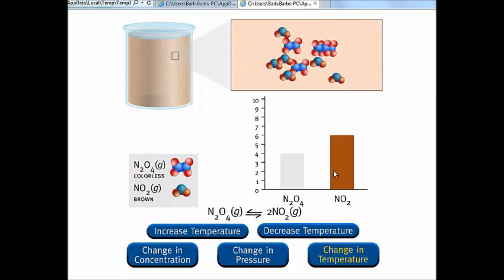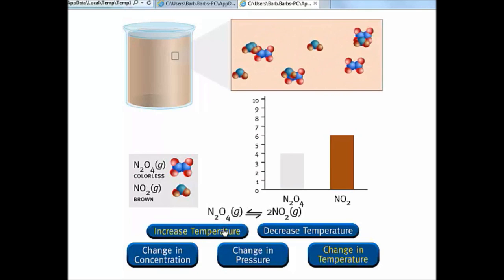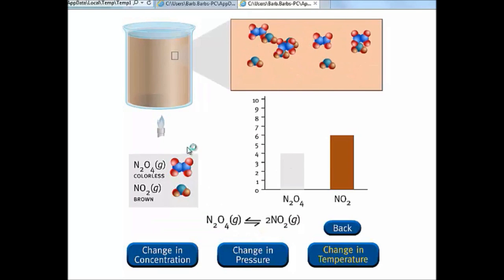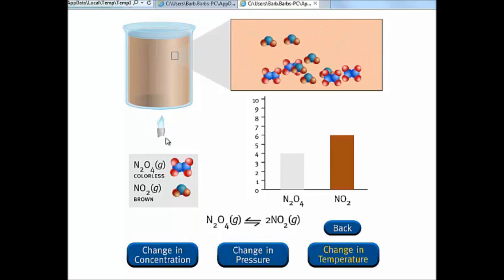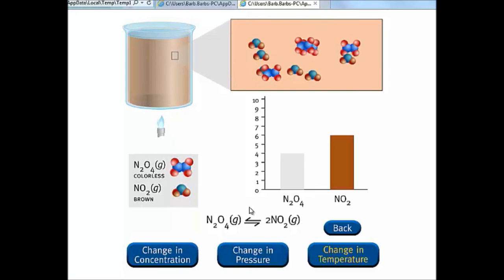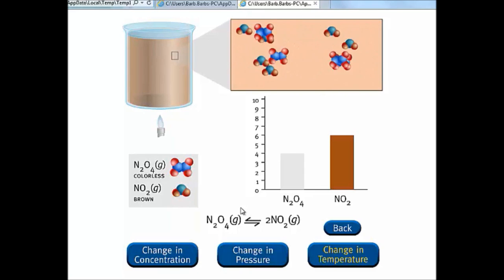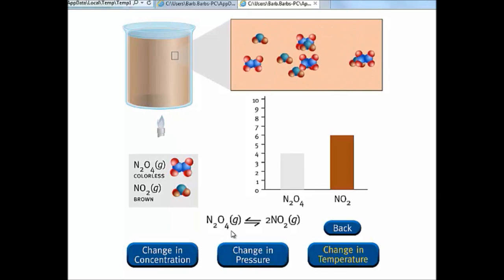Let's stress this system by changing the temperature. Click to select either increased temperature or decreased temperature. You have increased the temperature of the system by adding heat. Le Chatelier's principle states that this stress will be partially offset. This reaction is endothermic, so you can think of heat as a reactant. Heat must be supplied to the reacting mixture.